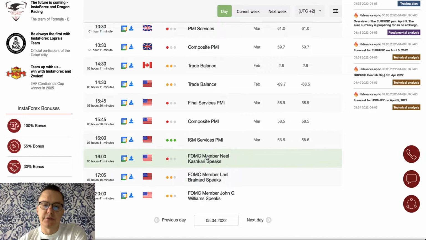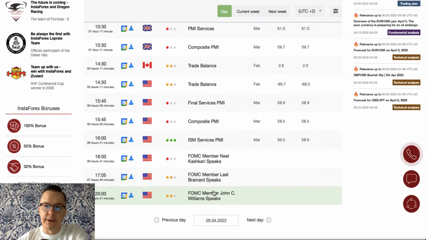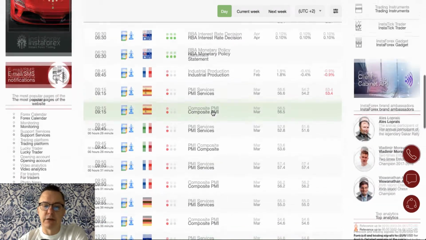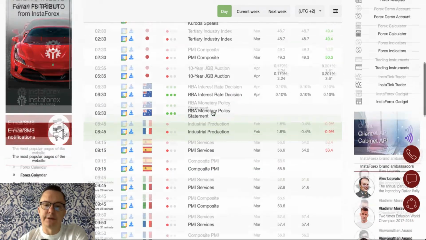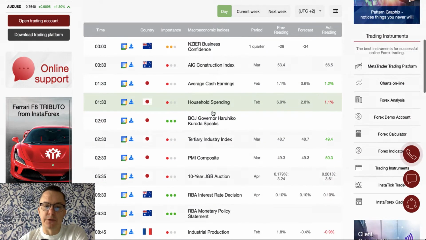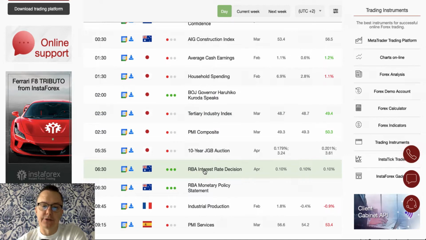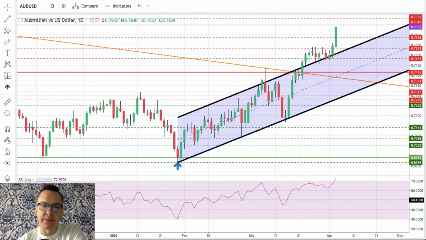There are some speeches from the FOMC members, Neil Kashkari, Lael Brainard, and John Williams. So please keep an eye on the market behavior while these people give a speech. However, the Fed policy is quite clear. They are going to hike their rates minimum 4 times this year. So let's just take a look first at the Australian dollar, then at the Japanese yen.